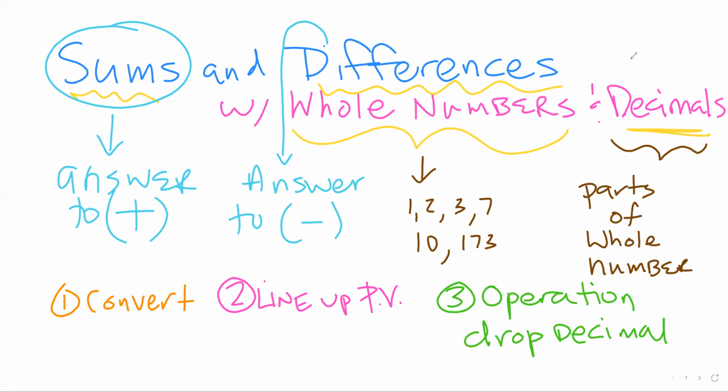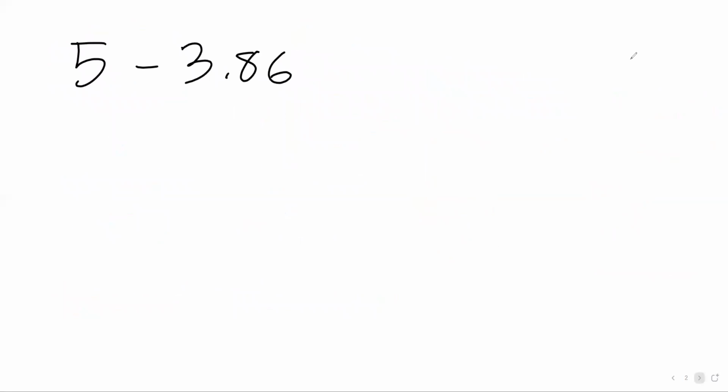So let's look at our first example here. Our first example is 5 minus 3 and 8/100. If you remember again, our first step here is to convert. What I mean by convert is we want them to be the same. This is a very helpful tip in all of math. If I'm going to subtract decimals from something, then I want them all to be decimals or vice versa. So I either want to make these both whole numbers or I want to make them both decimals.